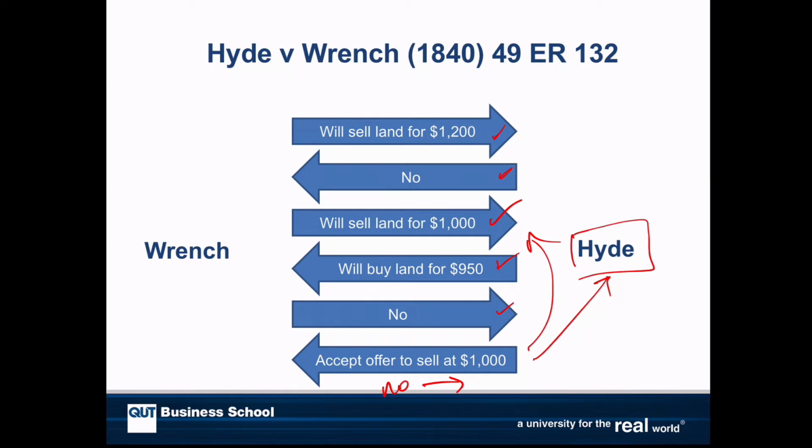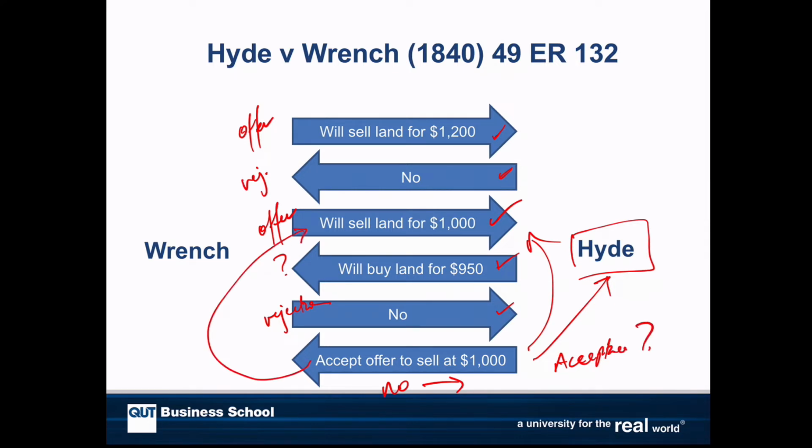Okay, so what we can clearly see here is an offer, then a rejection, right, saying no, then another offer. Then what's this, right? Because, and then that's a rejection. And then this, Hyde says, this is an acceptance, right? And Hyde is trying to link this acceptance to this offer to say we've got a contract. Now remember, Wrench has said no to this. It's important to remember that. Otherwise, there probably would be a contract because they've agreed. So there isn't a meeting of minds down here.